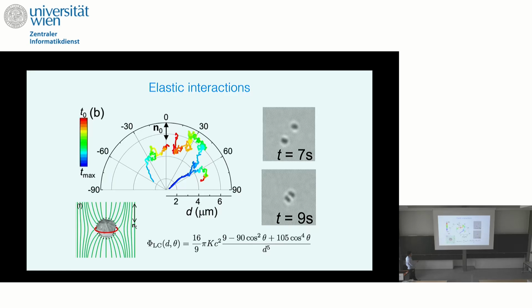So if you bring together two such particles, and we take them for now uncharged, you can imagine that if you close the distance between these two particles, you will also change the local orientation of the molecules.